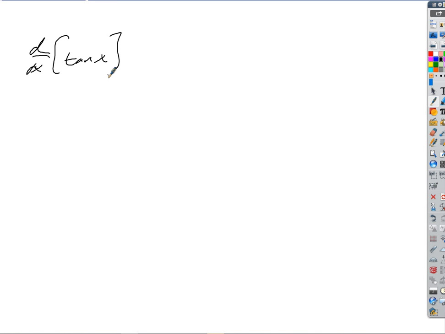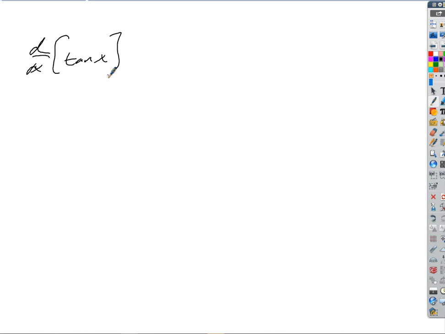Does anybody have an idea how I might want to go about finding this derivative? What do you think? Jill, any suggestions? Well, we can't separate tan and x, can we? Aren't they inseparable, the tangent and the x? Yeah, tangent of x is just one thing. But you're on to something.